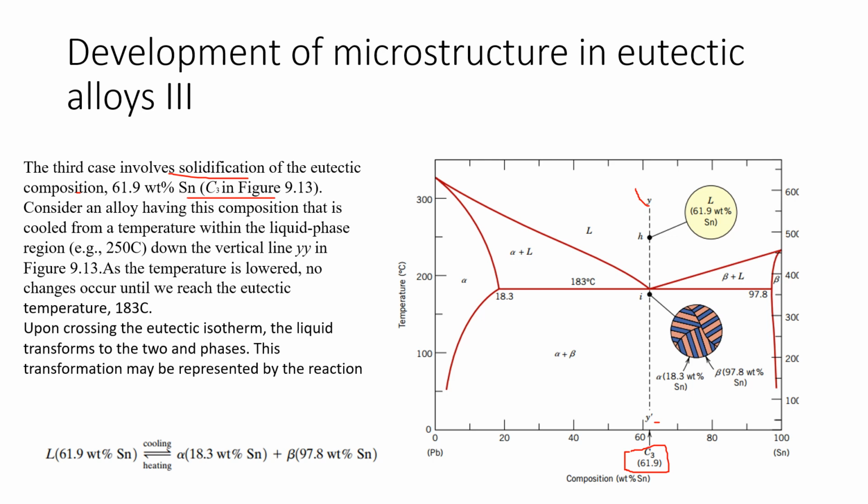The alloy is cooled from the molten state, say at a temperature of 250 degrees centigrade, at which the liquid state is still homogeneous. The microstructure of the liquid state, with 61.9% tin by weight, has all the grains or particles in the liquid phase.